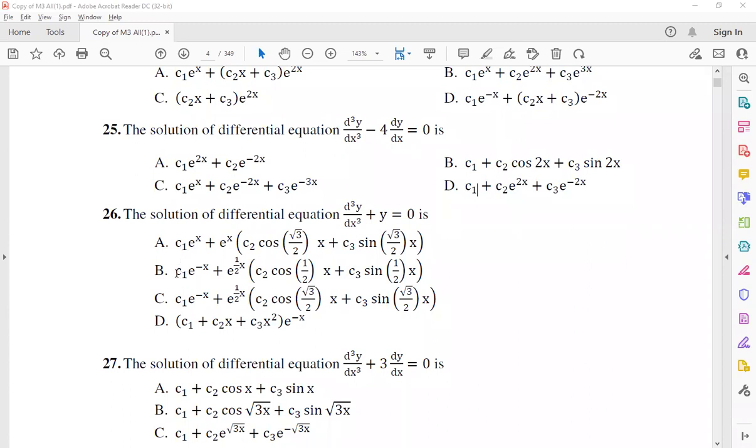So C1 e raised to -x. It is here. So this is not correct as there is +1. So B and C among this answer can be true. After that, e raised to alpha is half, so both are having e raised to half x. And then 0.86 you said, so 0.86 is √3/2. So the correct one is C.